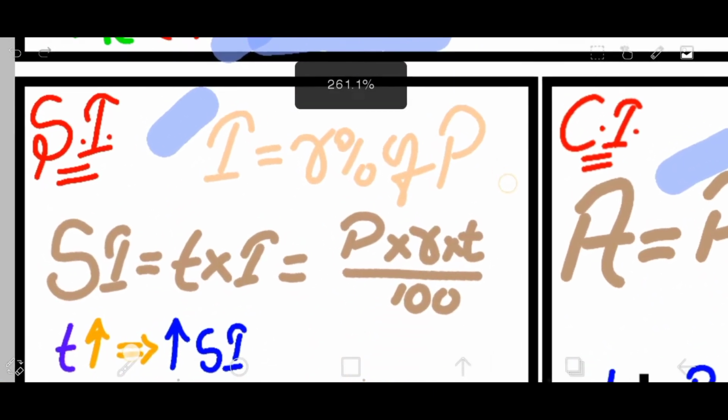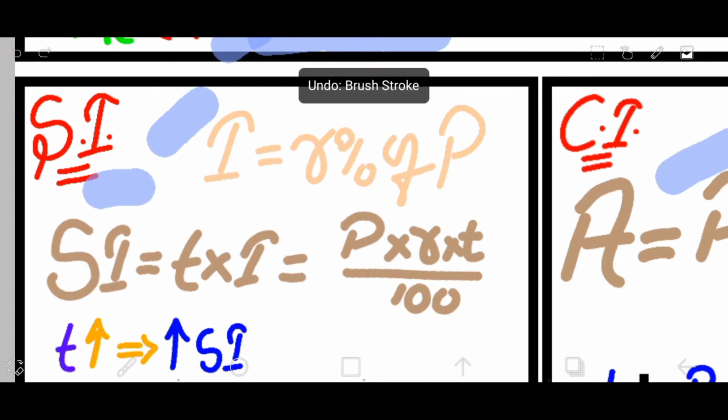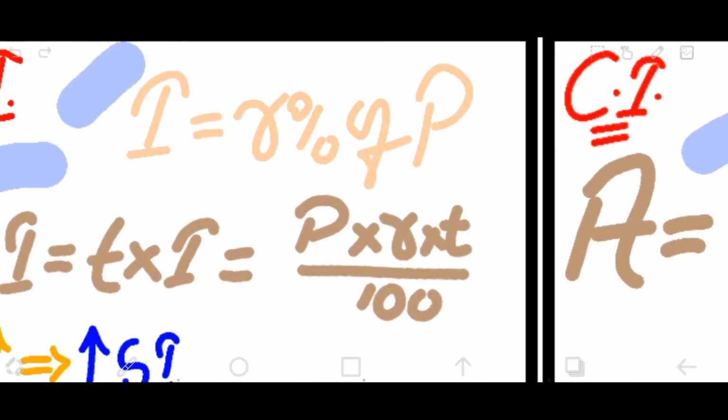Now let's move to the summary of SI. SI is simple interest, right? Very clear. Here comes interest. Interest is rate percent of principal. I hope I'm clear with this, that interest is rate percent of principal. That's I equals R by 100 into P.